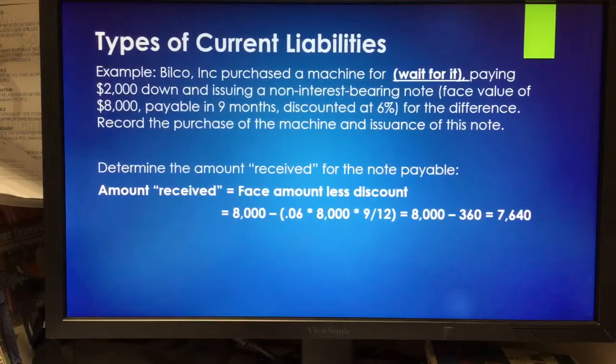Here's an example. Bilco Inc. purchased a machine for, we're going to figure that out in just a minute. They paid $2,000 down. They issued a non-interest bearing note.